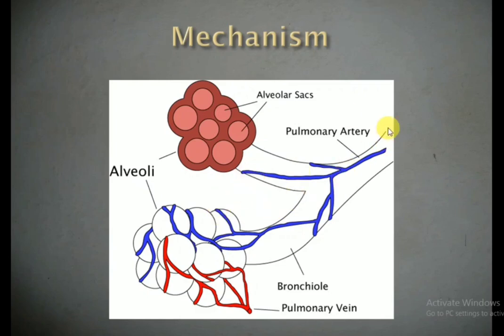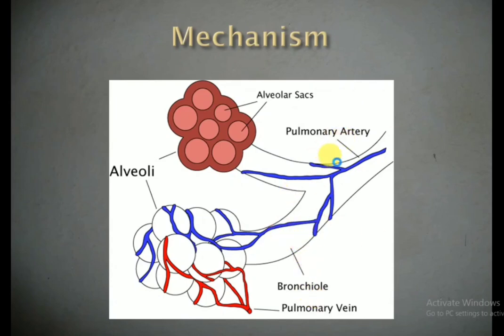As the air enters here, this is the alveoli. The walls of the alveoli consist of some blood vessels, which we call capillaries. What do these capillaries do? They help in the exchange of carbon dioxide and oxygen, with the help of the pulmonary artery and pulmonary vein.